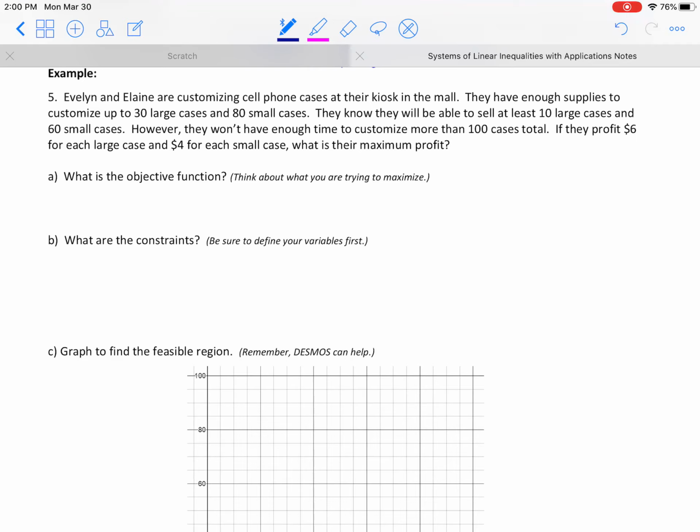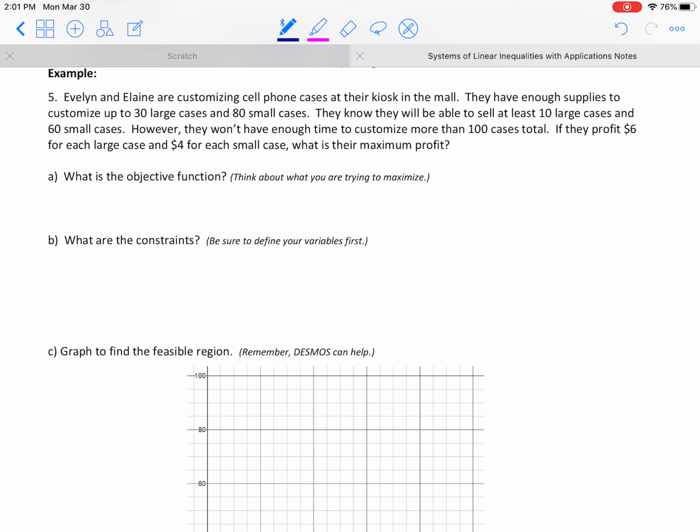So let's say, for our situation, Evelyn and Elaine are customizing cell phone cases at their kiosk in the mall. They have enough supplies to customize up to 30 large cases and 80 small cases, and they know that they'll be able to sell at least 10 large cases and 60 small cases. However, they won't have enough time to customize more than 100 cases total. Now, if they profit $6 for every large case and $4 for every small case, what is their maximum profit, okay?